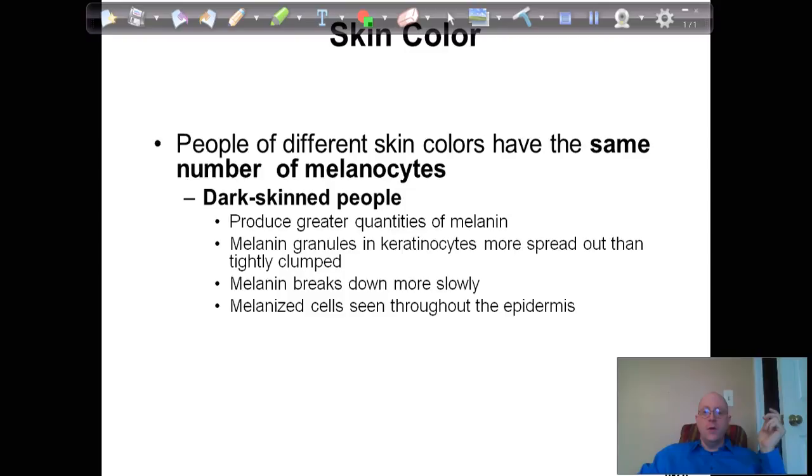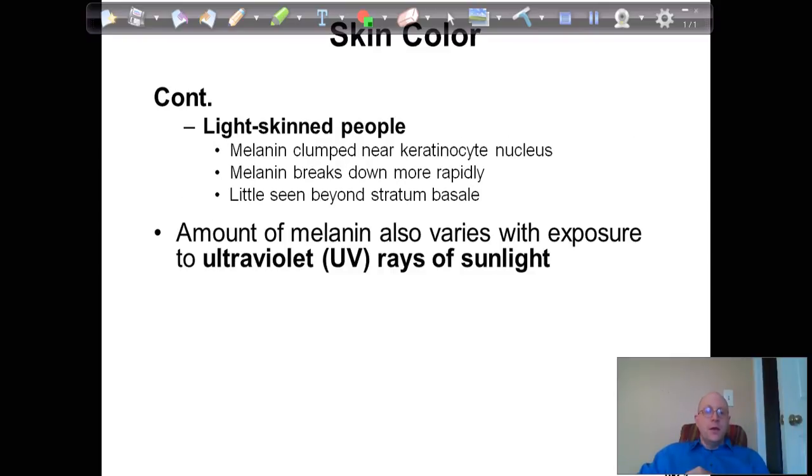The melanin granules in keratinocytes are more spread out than tightly clumped, and the melanin breaks down more slowly. Whereas in a lighter-skinned individual, that melanin is going to degrade more rapidly. Okay. So, light-skinned people: melanin clumps near the keratinocyte nucleus, breaks down more rapidly, and is little seen beyond the stratum basale.